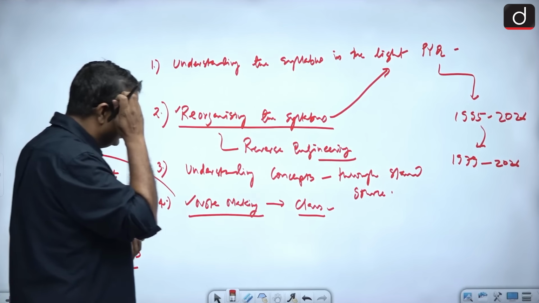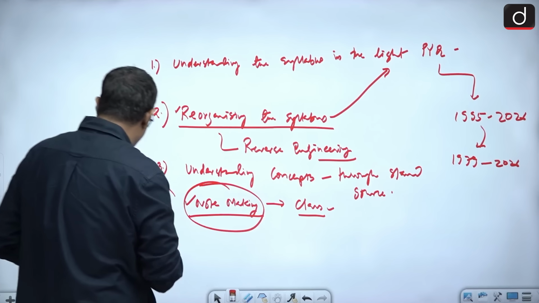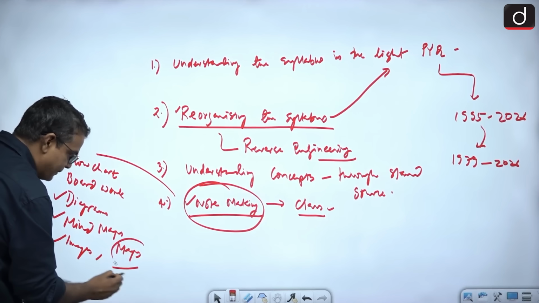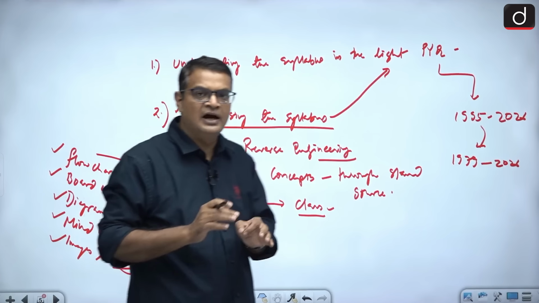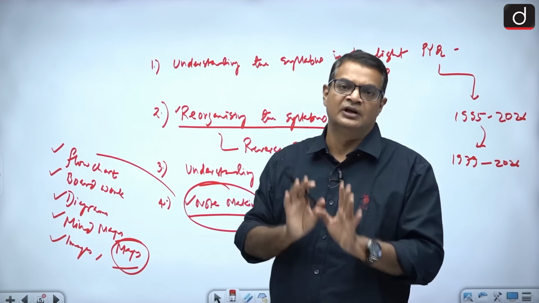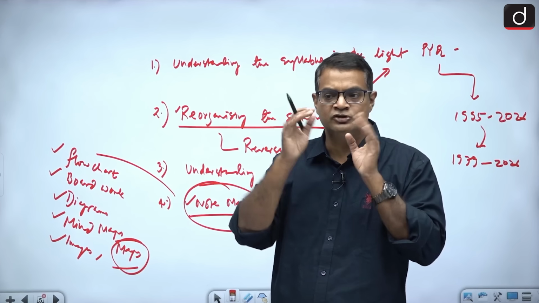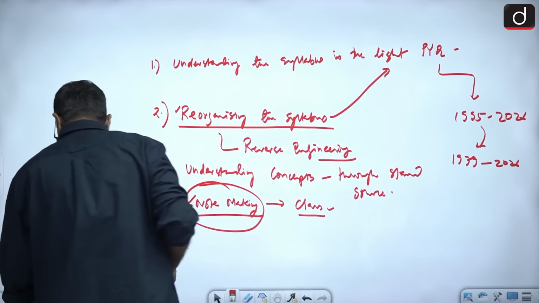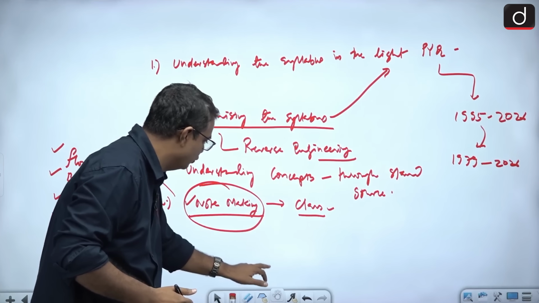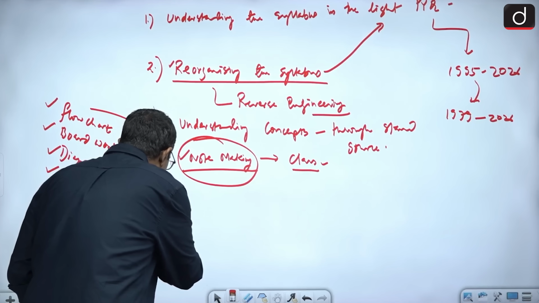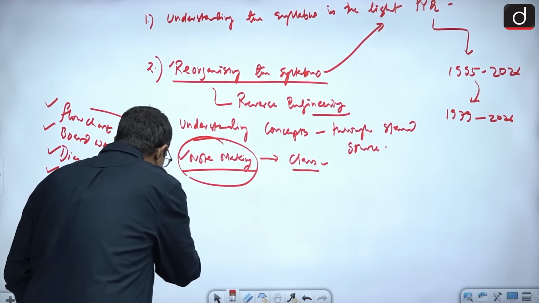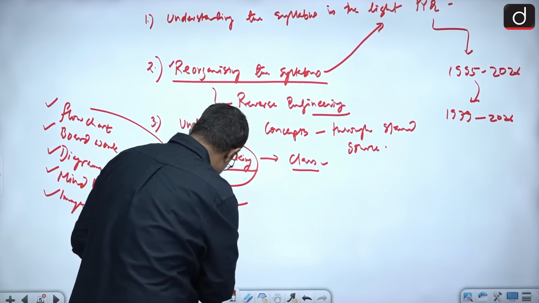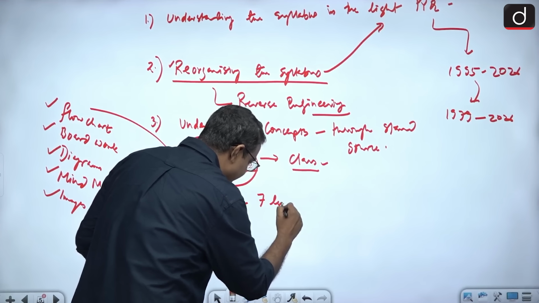So note making that is done in the class is the outcome of flowchart, boardwork, diagram, mind map, images, and maps. When I teach in the class, I always use a map for each and every topic, because through the map the student understands and connects efficiently. So understanding the topic, note making, revision, revision, at least 7 times revision is required.